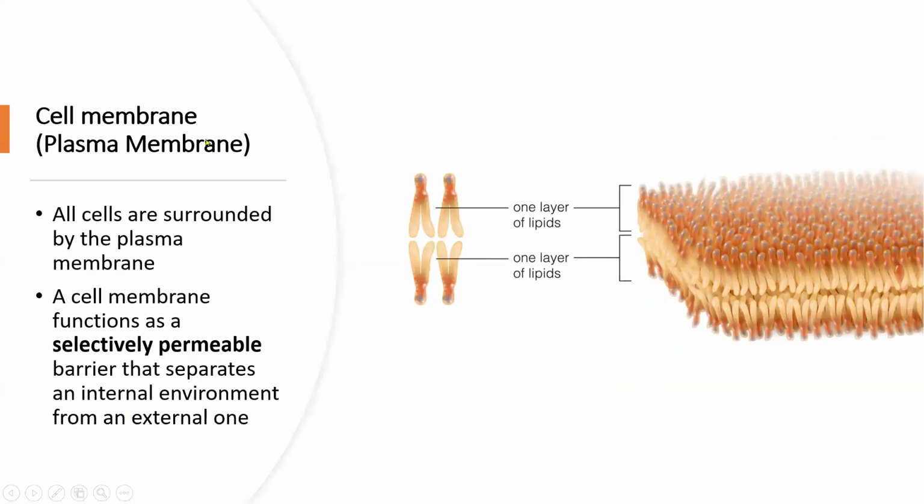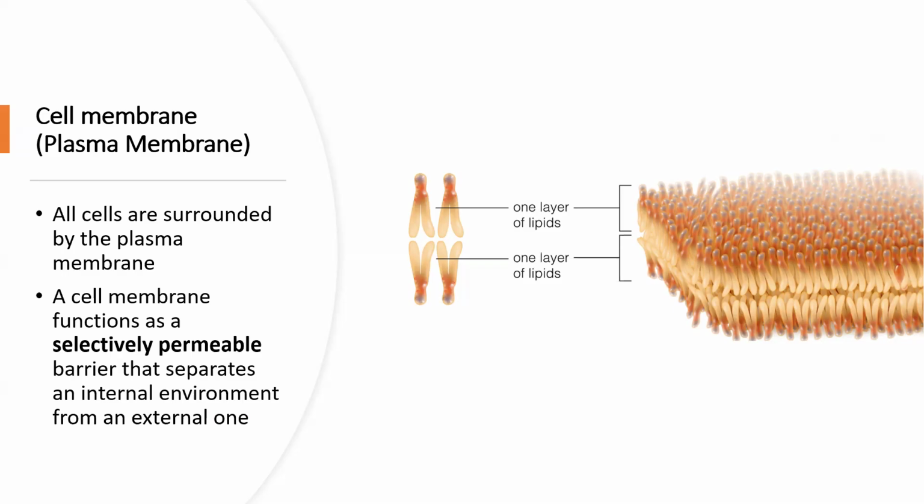Okay, so all cells are surrounded by the cell membrane or the plasma membrane. And by now you should know the main component of the cell membrane are these things called phospholipids, right? Phospholipids are special because they have a hydrophilic head and a hydrophobic tail, right? And they form two layers, kind of like a sandwich, to make up the cell membrane. Okay, and you can see it right here.